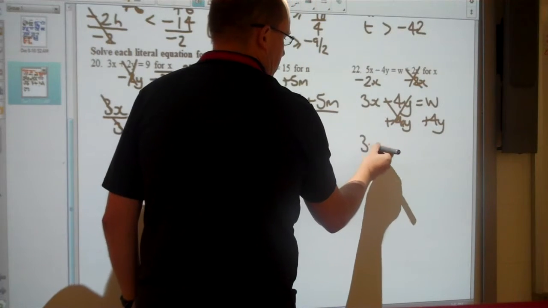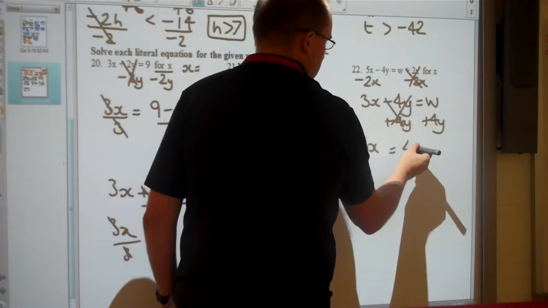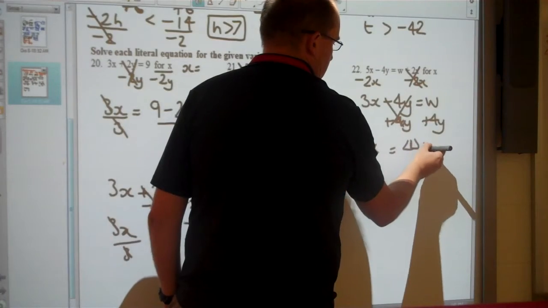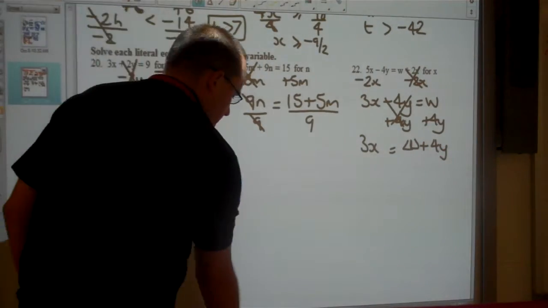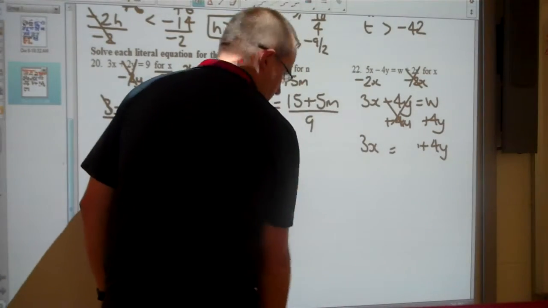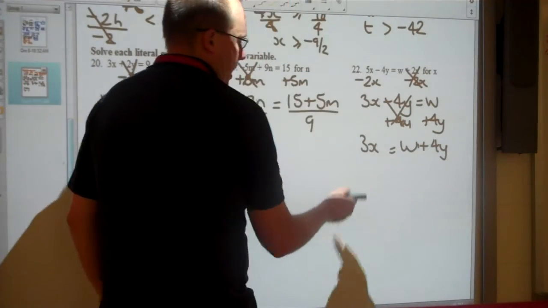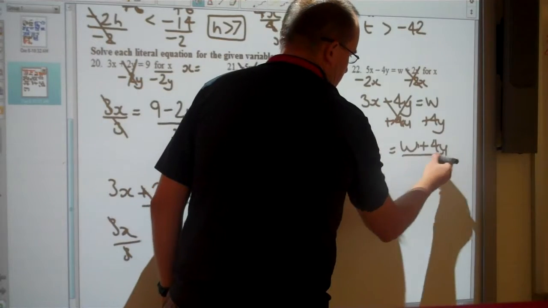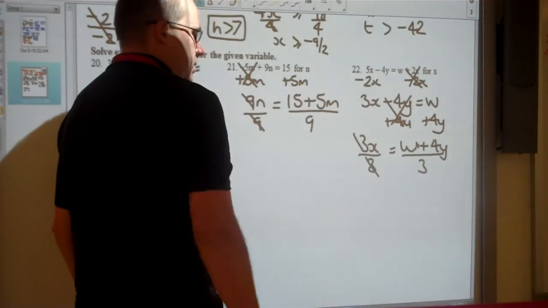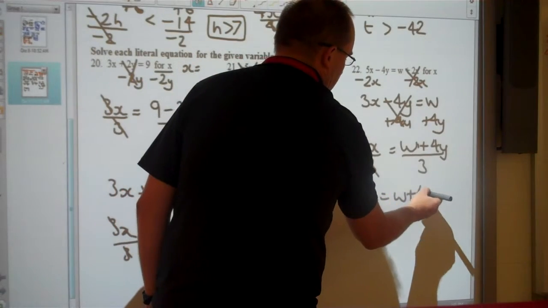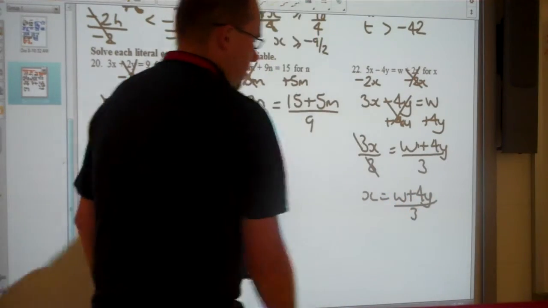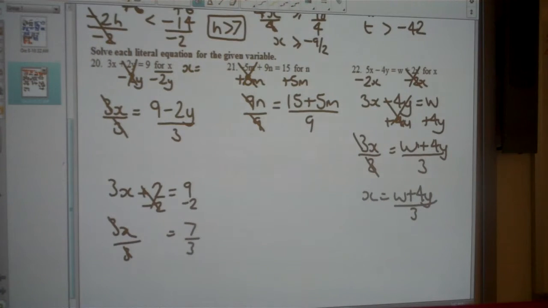So that cancels, and I've got 3x equals w plus 4y, which I can't collect together because these aren't the same variable. One is w and one is y. And then instead of timesing by 3, I'm going to divide by 3. So x equals w plus 4y over 3. And there's not a lot that I can actually do with that.